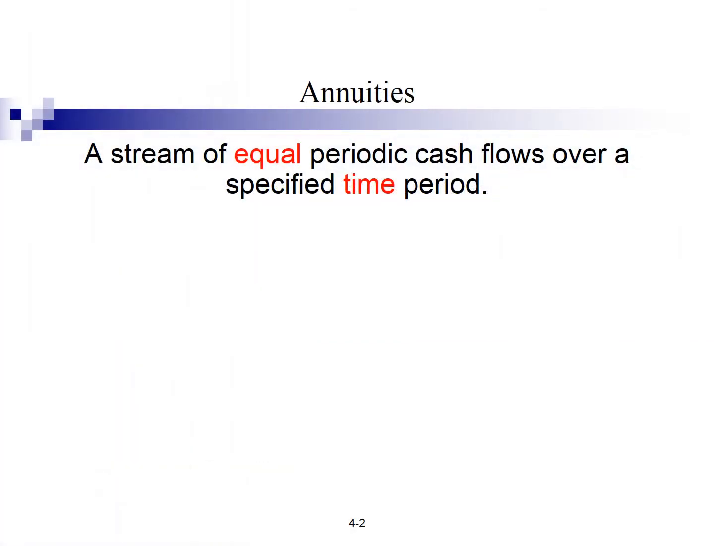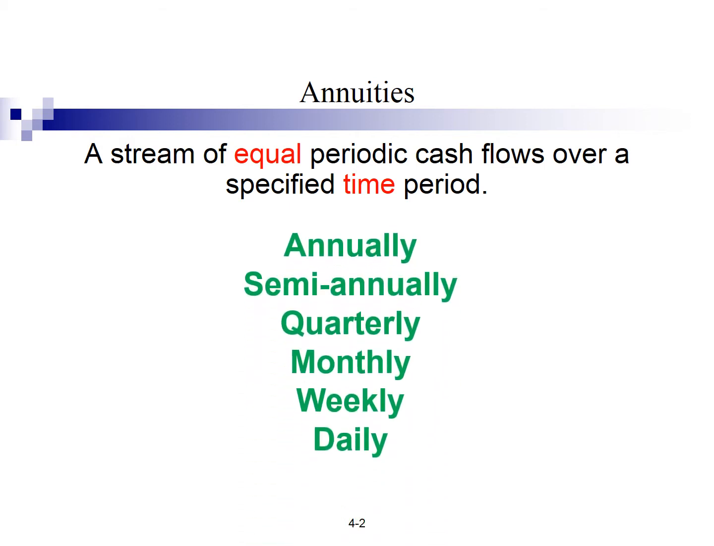An annuity is a series of equal periodic cash flows over a specified time period. Examples of annuity include loans with fixed and periodic payments, fixed monthly income, and pension plans that give retirees a fixed annual income. These cash flows can occur at various intervals, such as annually, semi-annually, quarterly, monthly, weekly, or daily. The cash flow in an annuity can be inflows or outflows.